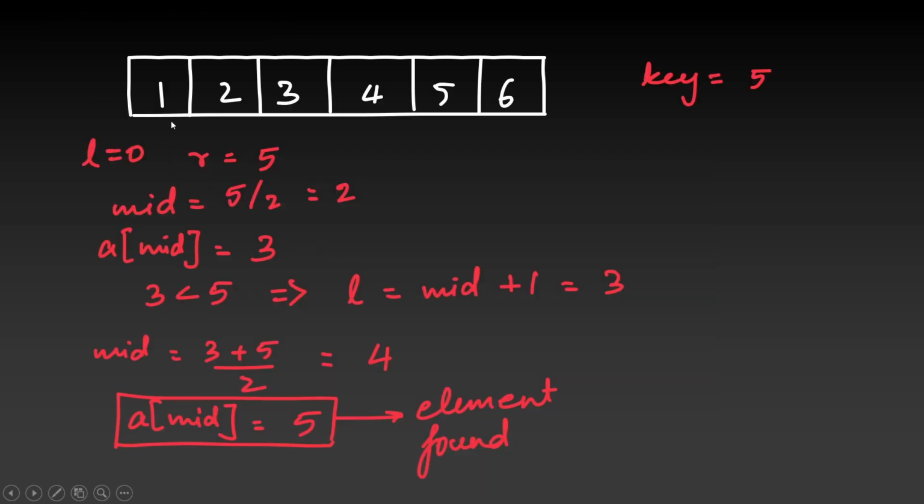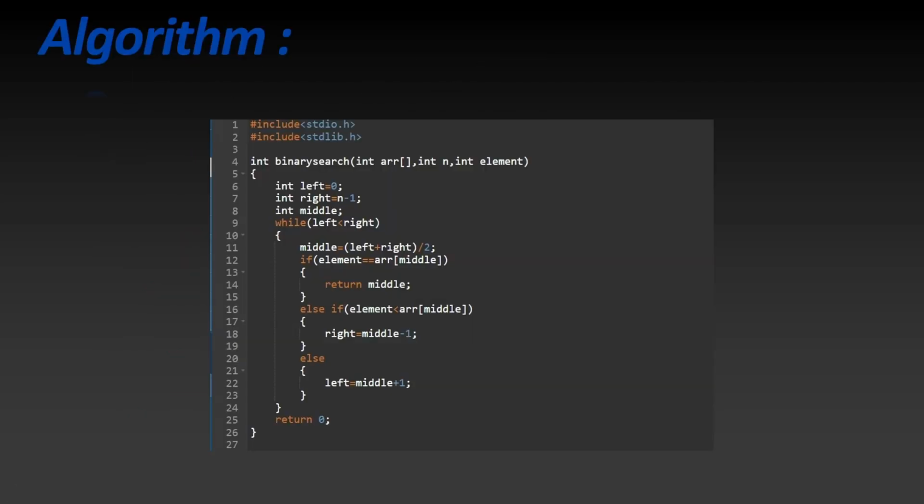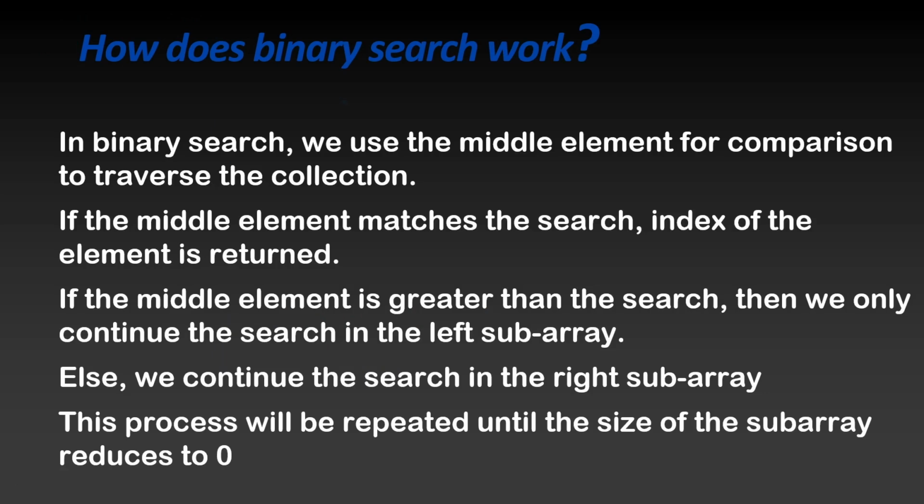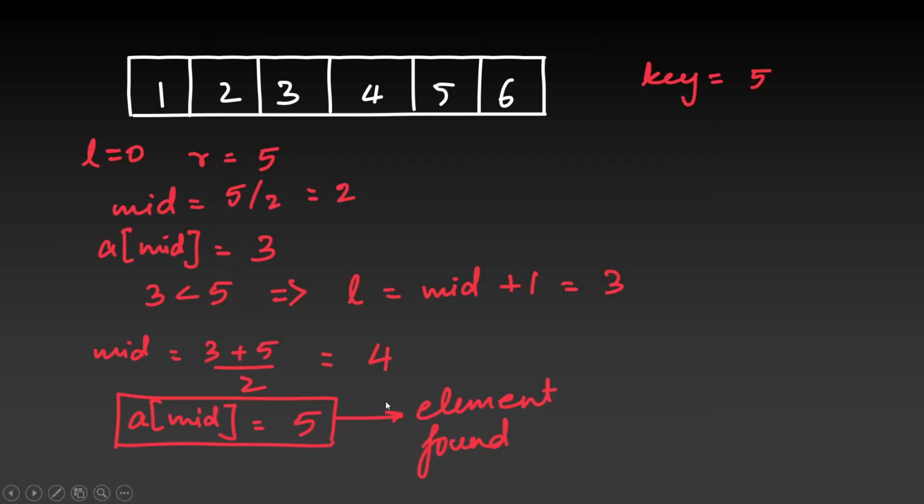So A of mid is 5. 5 is our required element. So hence we found the required element in the second iteration here. So we return mid, which is we return the index of 5, 4.